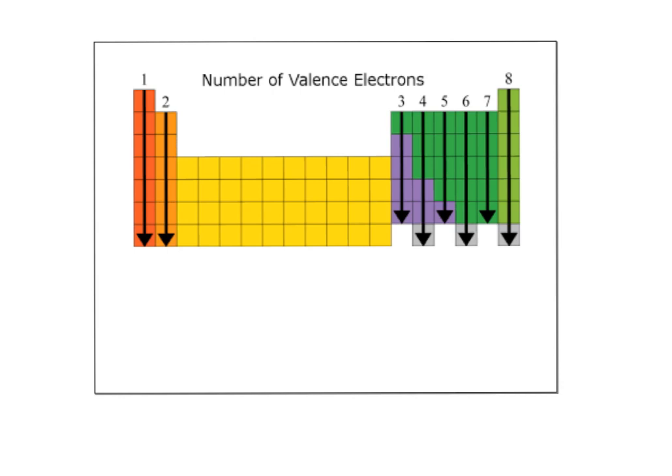So the first column, all of them have 1 valence electron. Second column has 2. We're going to skip the transition metals right now. 3, 4, 5, 6, 7, and those noble gases have 8. If you would like, you guys can put variable valence for these transition metals.